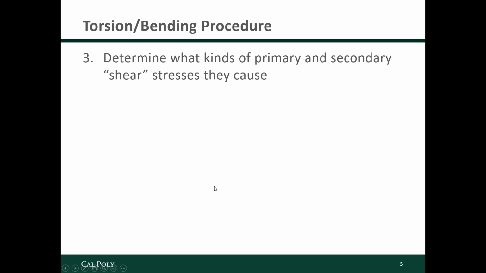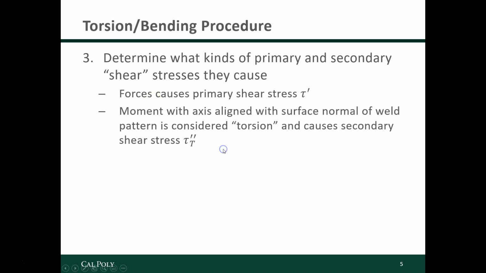So here are the different kinds of primary and secondary. We call them shear stresses. We pretend that all the stresses in a fillet weld are shear stresses, and it turns out that we get to pretend that they're vectors too, instead of tensors, which is really handy. Forces cause a primary shear stress component that we label tau prime.